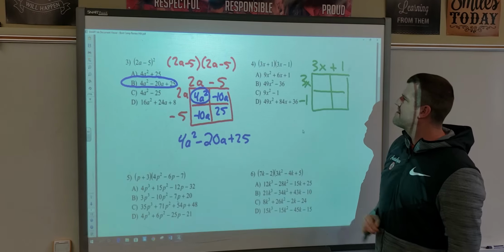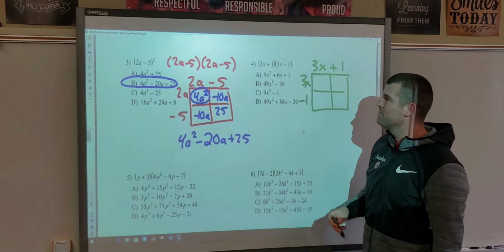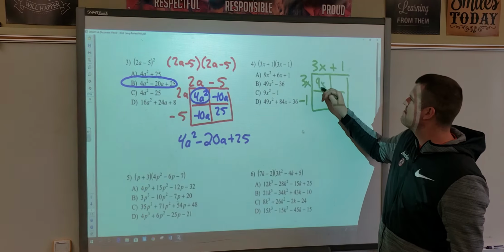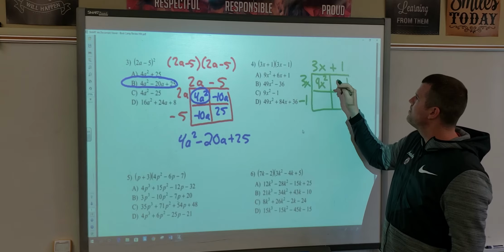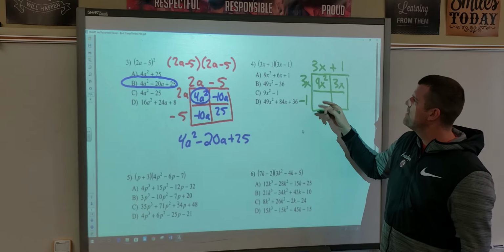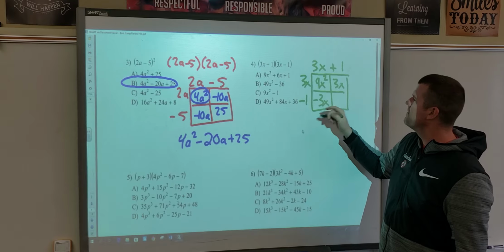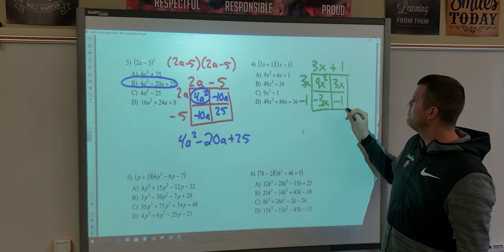3x minus 1 on the side. And just like all of our other multiplication problems, we multiply to fill in our boxes: 9x squared, positive 3x, but now I get a negative 3x, and then finally negative 1.